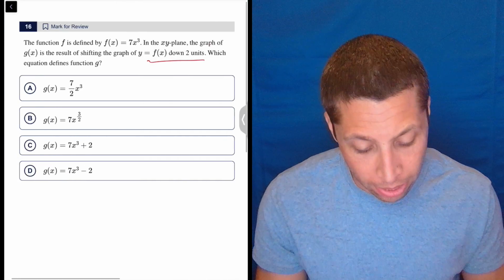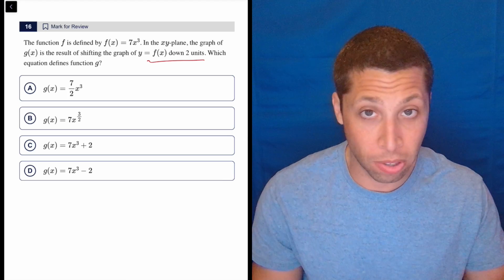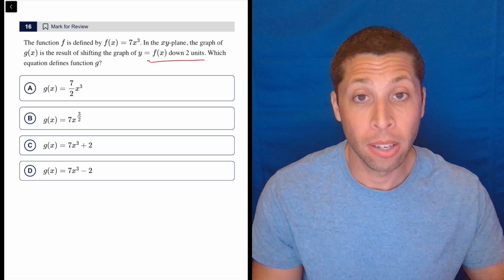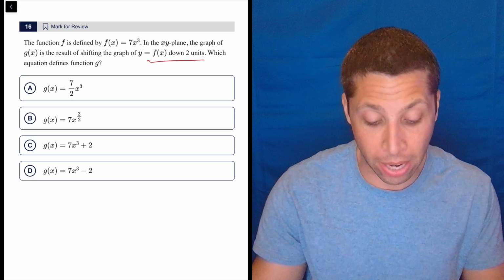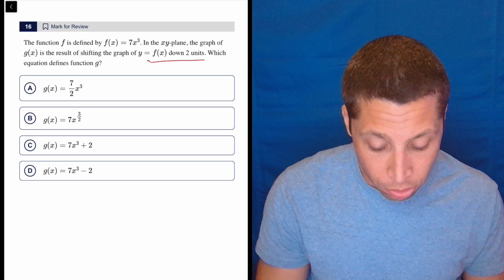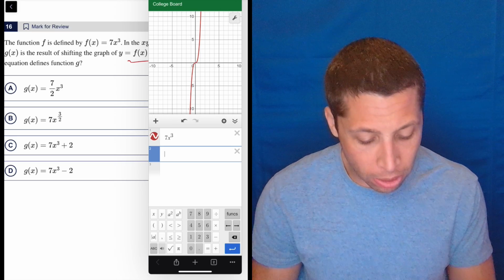They say in the xy plane, which is the graph of g of x, which is a new thing, is the result of shifting the graph of y equals f of x, which is the thing we've been talking about, just the 7x to the third, down 2 units, meaning it moves down. So what is going to define g? Again, just try out your answers. So we could go through all of them.